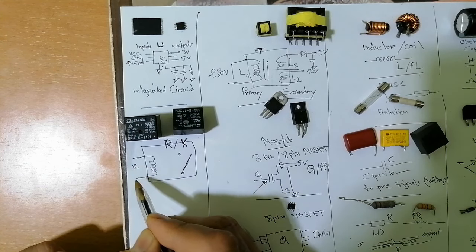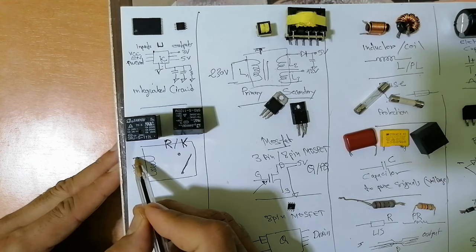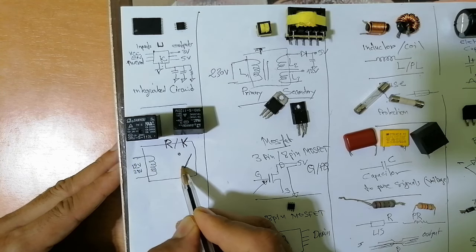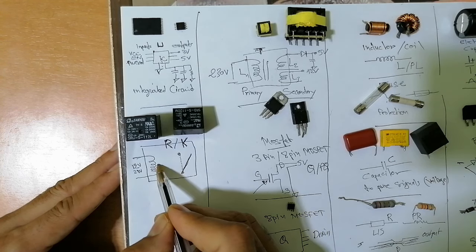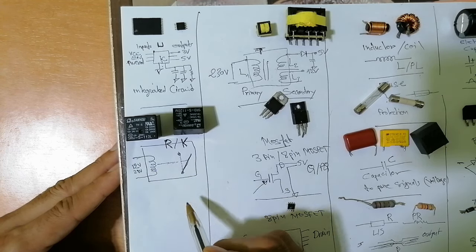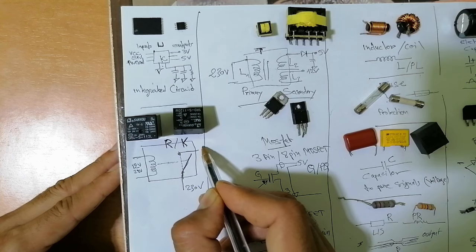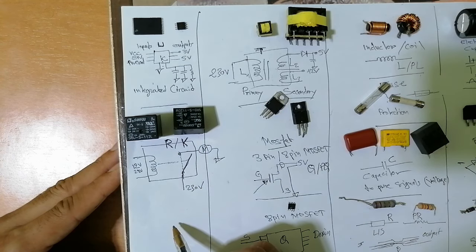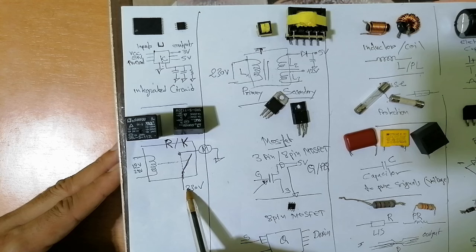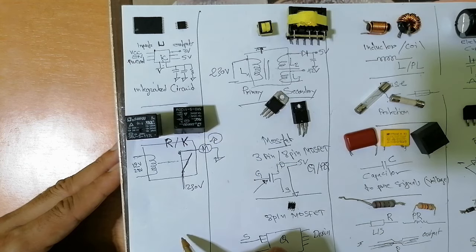For example, here it could be 12 volts or 28 volts, the on-off voltage. When 12 volts pass through this inductor, it will pull the switch and the switch will be closed. Then, for example, here we have 220 volts, and here we have a motor. When the inductor is activated, the switch closes, then 220 volts will pass through the switch to the motor, and the motor will start to turn.